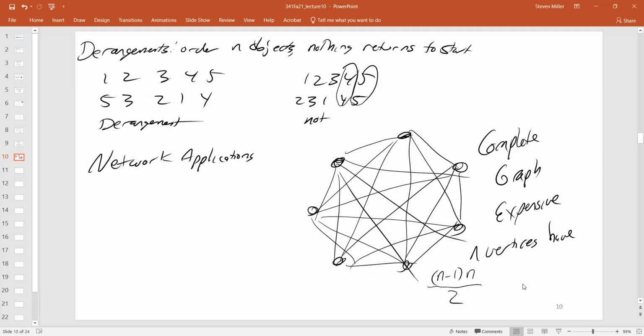So that's one way to count how many edges we have. Each vertex is connected to n minus 1 objects, and we have n of them, so it's n times n minus 1. There's another way to view this. It's just n choose 2. How many ways can I choose 2 objects from n to connect? So this is basically approximately n squared over 2. So this is expensive. You can do it a lot better by using d-regular graphs.